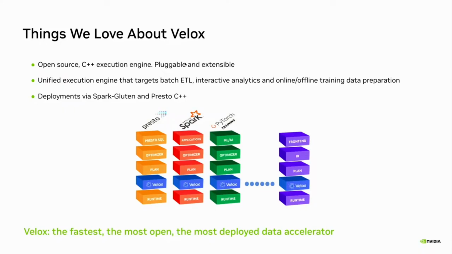The deployments via Spark Gluten and Presto C++ have made huge progress. The migration updates we got yesterday from Meta and Uber are huge milestones. The pathway between 90 and 100% was awesome to learn about in detail. These deployments make it such an attractive community, and we're delighted to be a part of it.